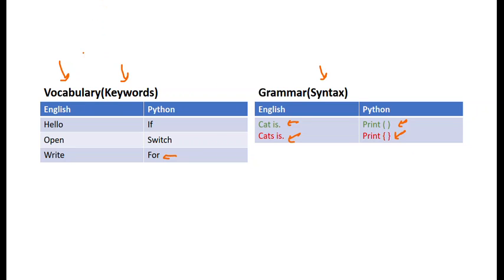So again, in English or normal languages, we have the vocabulary. In programming, specifically in Python here, we use something called the keywords. In English, we use the grammar or the rules to write or speak in the language. In Python, we use the syntax. Okay?